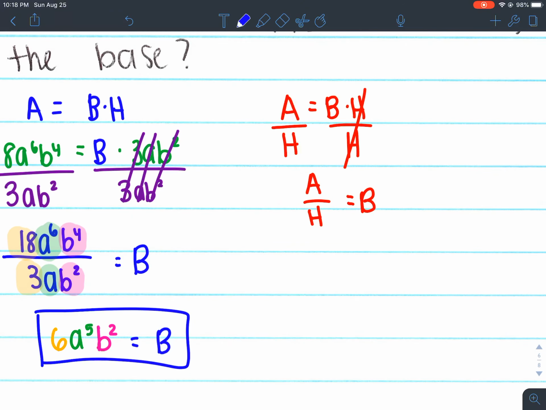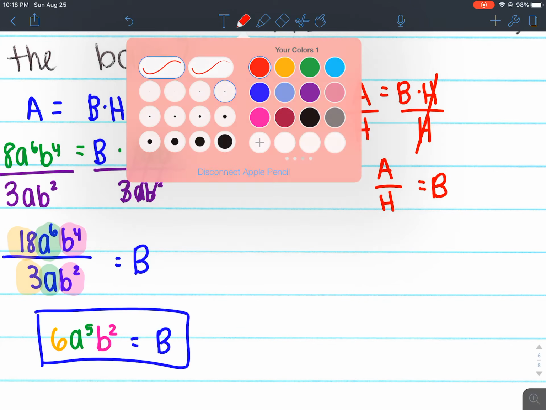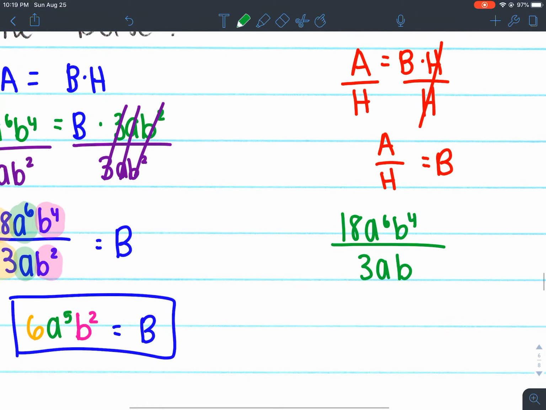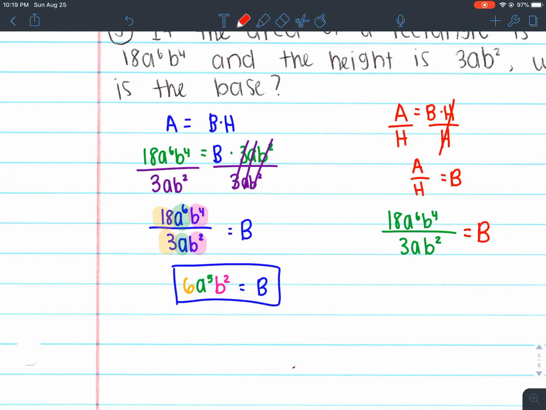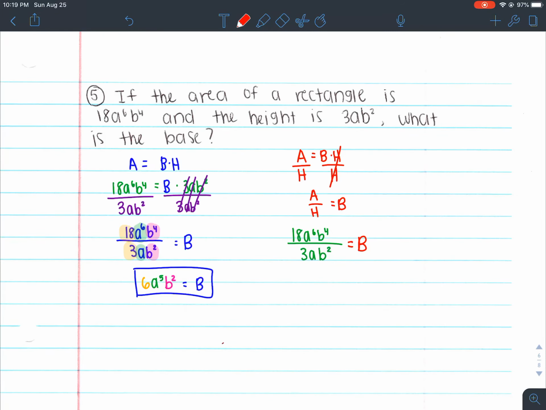And then I'm going to go ahead and show you the other way. If you did it the other way, you would just have to plug in your area and your height. So you would just have 18a to the 6th, b to the 4th, divided by 3ab squared. So everything is the same, except you don't have to go through the process of dividing 3ab squared on both sides. So regardless, you'll get the same answer, but that is it for the rest of these notes.